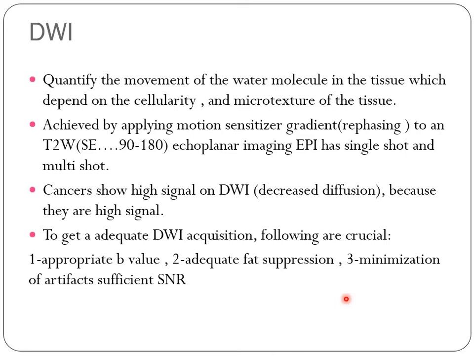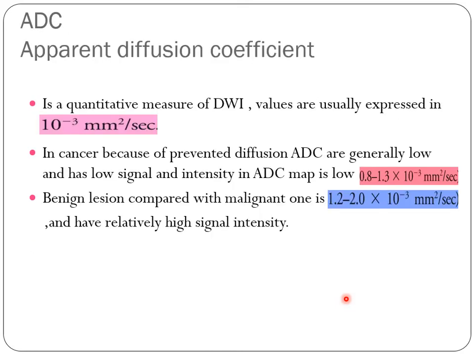To get an adequate diffusion weighted acquisition, the following are crucial: first, appropriate B value and adequate fat suppression; and minimization of artifacts is essential for getting a high signal to noise ratio. Apparent diffusion coefficient is a quantitative measurement of the diffusion weighted image. Values are usually expressed in 10 to the minus 3 millimeter squared per second.